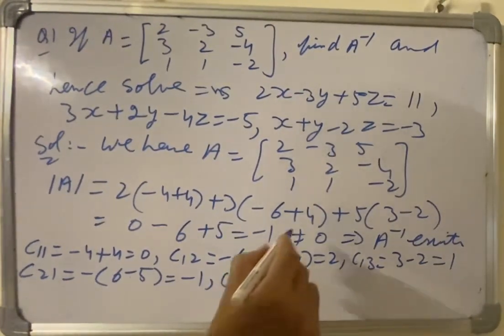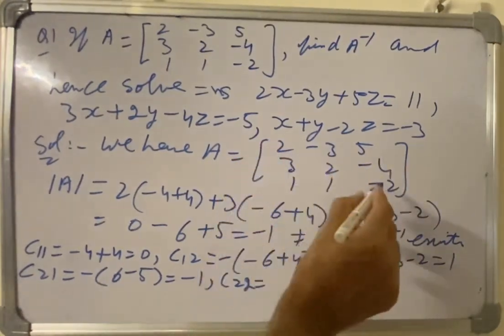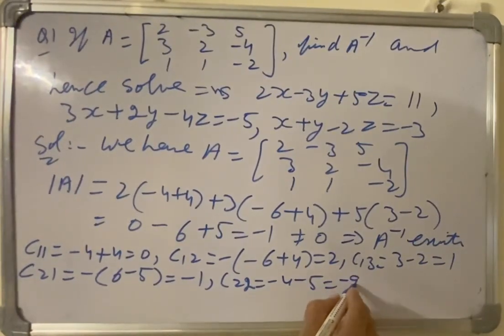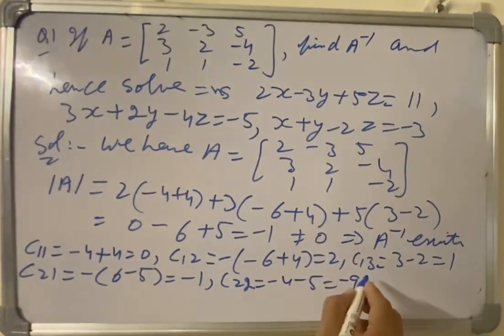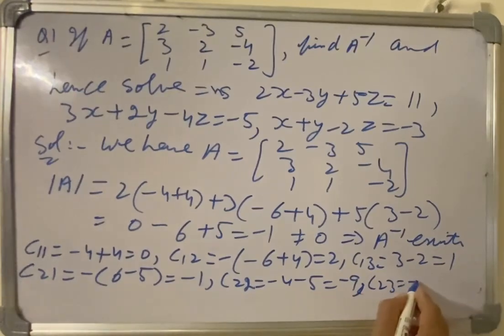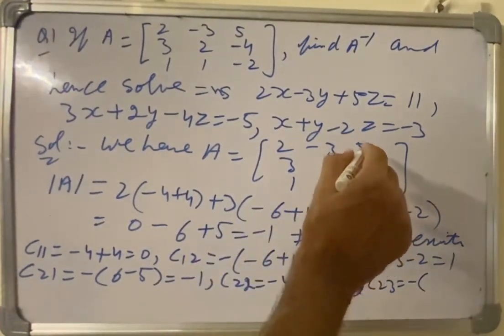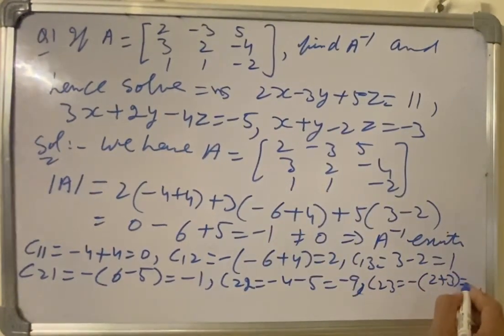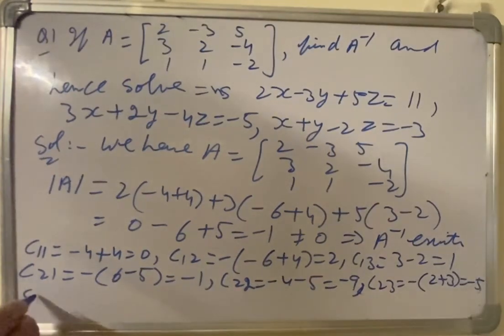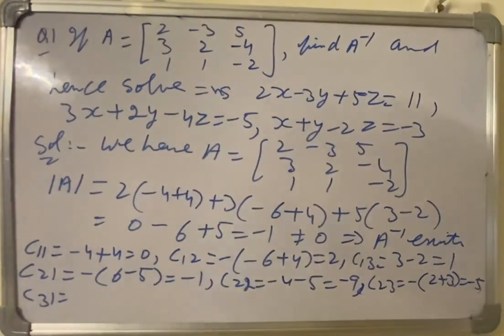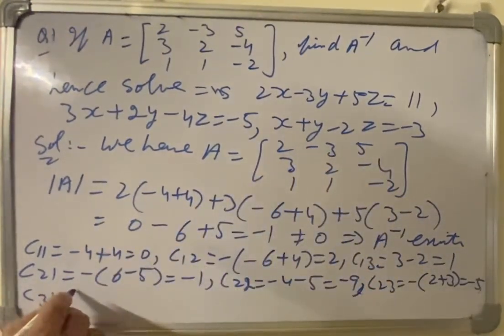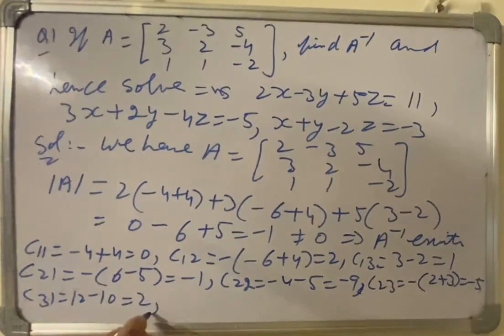C22 is equal to minus 4 minus 5, which is minus 9. C23 is equal to minus, last element of second row, this is 2 plus 3, it is minus 5. Then C31, elements of third row, this is 12 minus 10, which is 2.